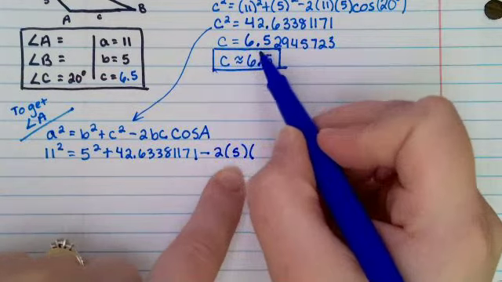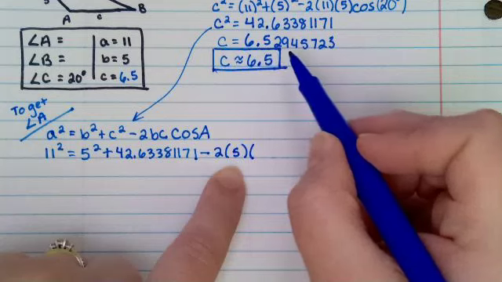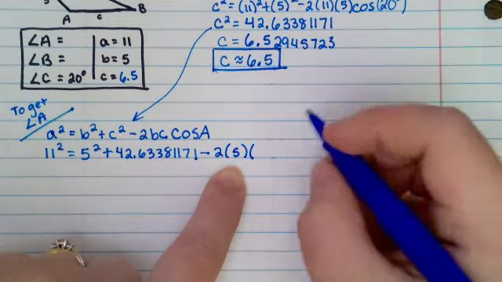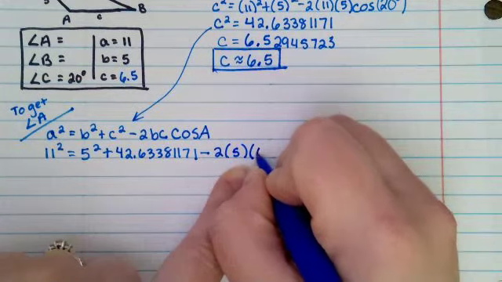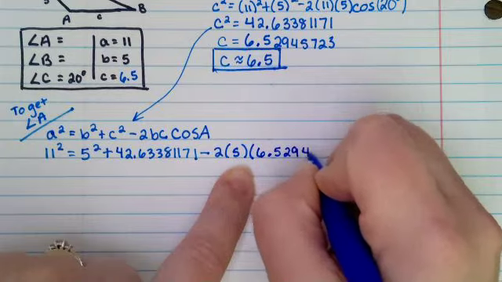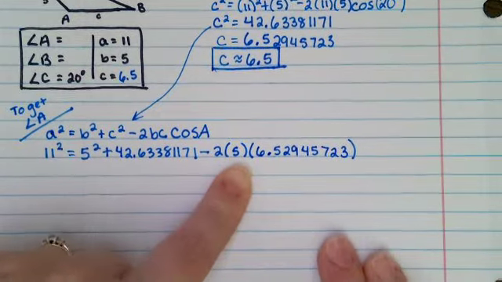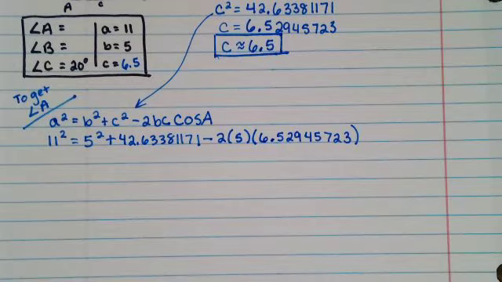Now, again, I'm not using 6.5. I'm going to use the long decimal for C. I'm going to use 6.529455723. I'm going to use that whole thing. It's better than using the one that we rounded for our answer. It's going to give us a more precise answer. It's even better if you can leave the exact form in there, but that always seems to be one of those things that I have trouble keeping kids to do. So at least put all of the decimals in that you see on the screen.